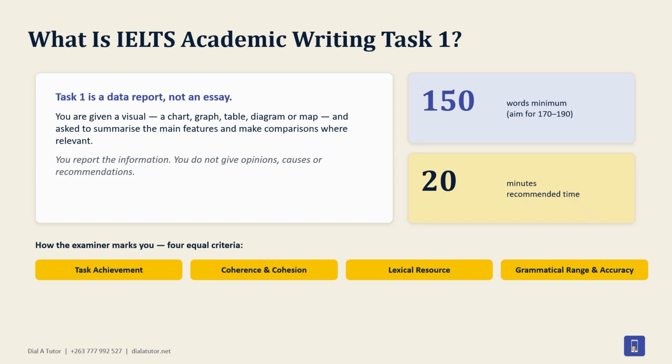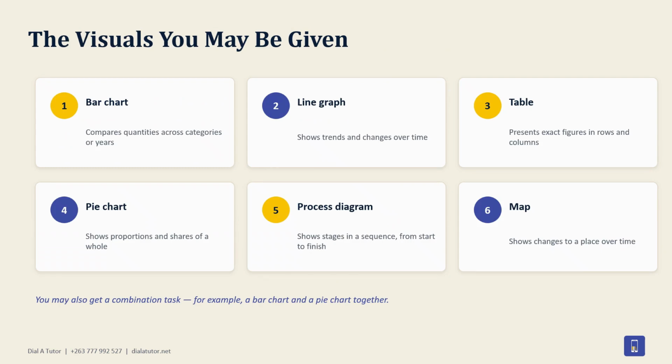Okay, now let's proceed. Let's have a look at the visuals you may be given. Sometimes they will give you a bar chart, which compares quantities across categories, or a line graph, which shows changes over time. You will see a line rising and falling across the years. A table gives you exact figures in rows and columns. A pie chart, as you can see, will give you a whole divided into slices.